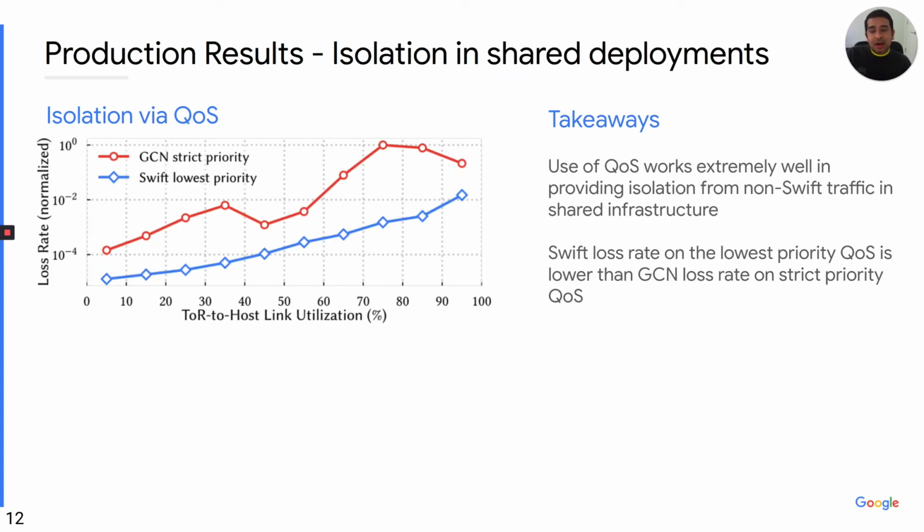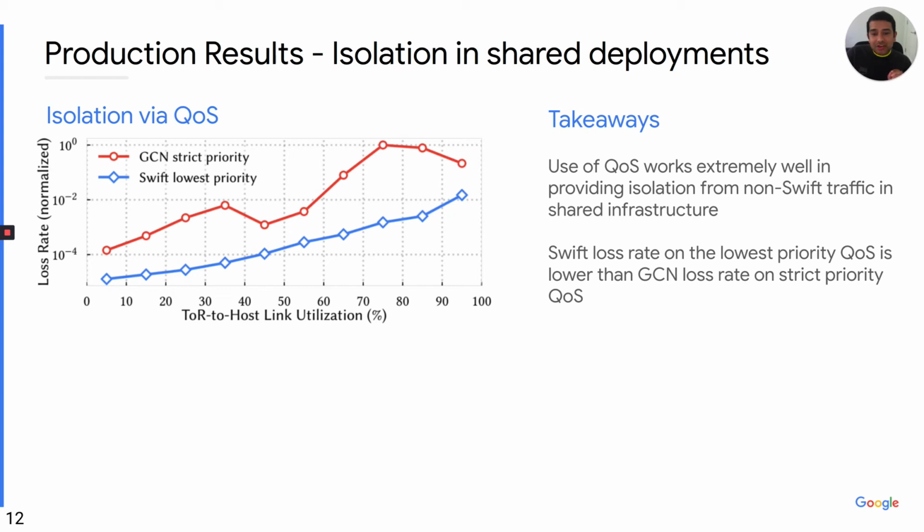To understand how well the use of COS queues in switches works to provide isolation that is needed for Swift traffic in shared deployments, in this plot we are showing the normalized loss rate for Swift on the lowest priority COS queue and for GCN on the strict priority COS queue. And the takeaway is that the use of COS works extremely well in providing the needed isolation for Swift traffic from non-Swift traffic in the shared infrastructure such as Google.